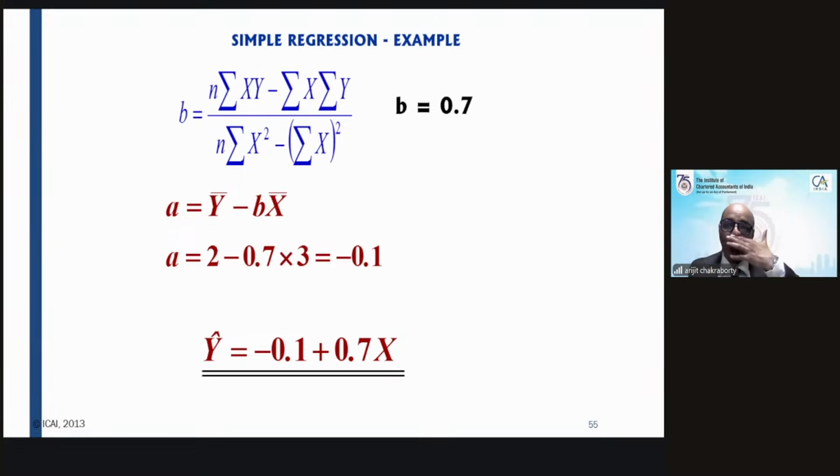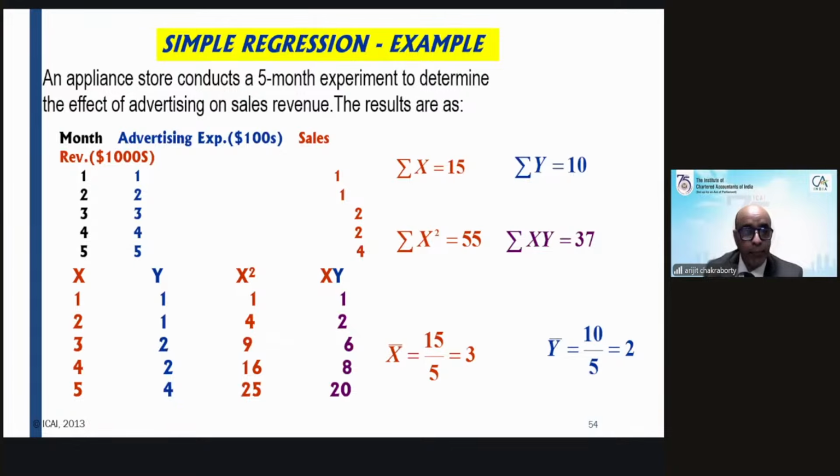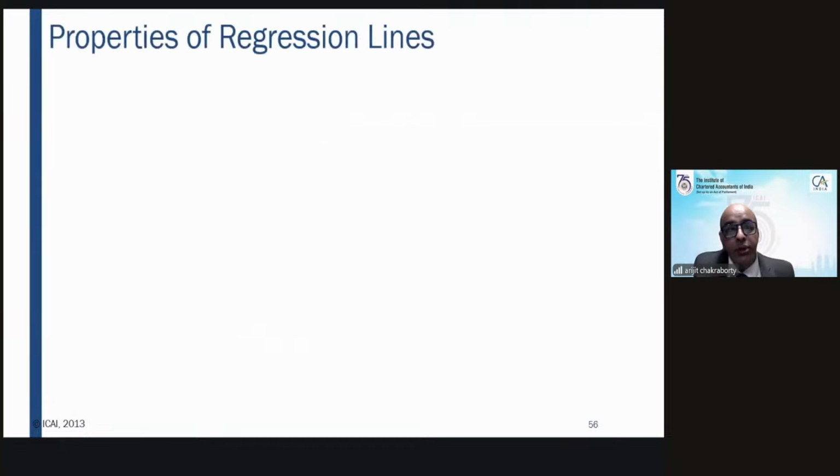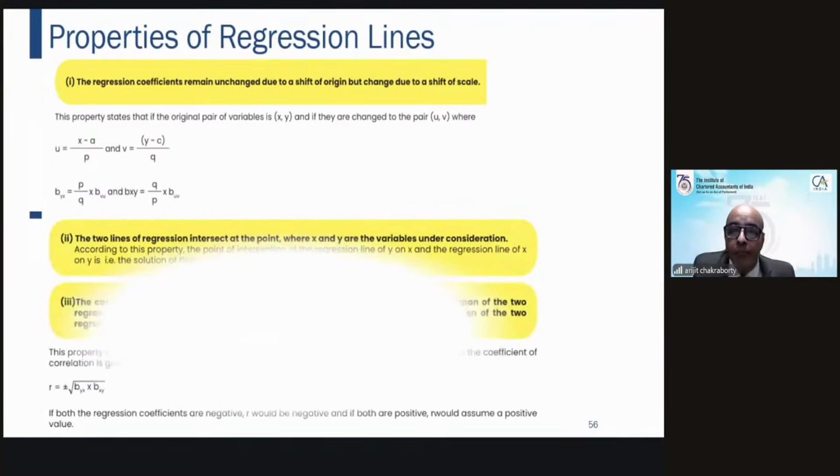So from the equation we are also getting the value of A, and therefore the final regression equation comes to Y is minus 0.1 plus 0.7 into X. So with this, if you know the value of X, the revenue, then you can easily find out the value of Y. So this is the concept of regression, and you can see regression totally depends on basically correlation.